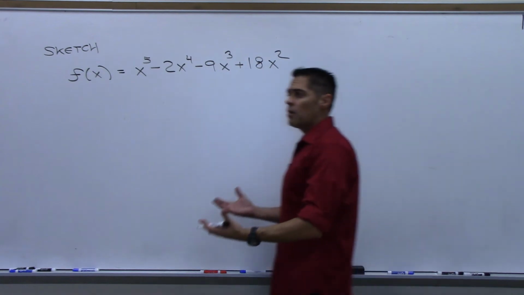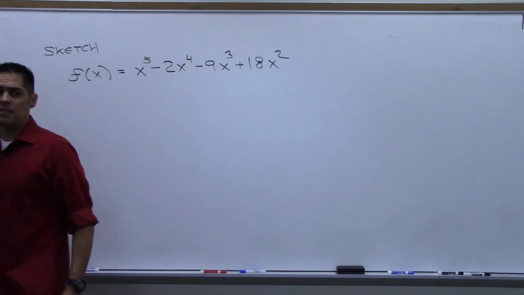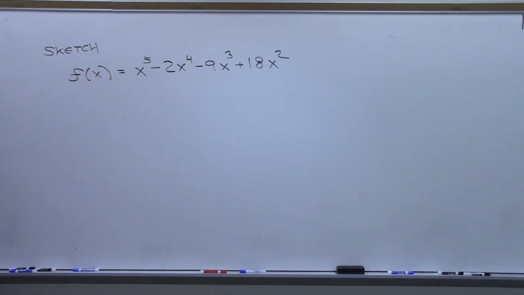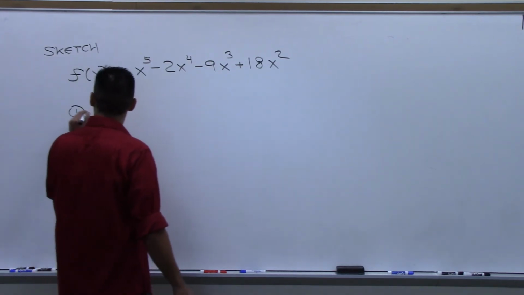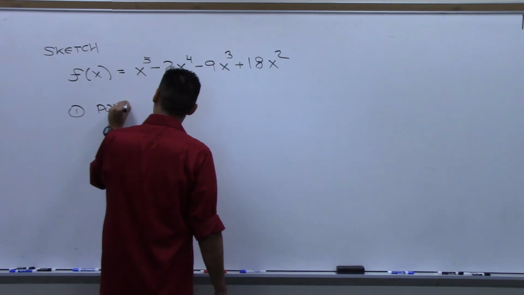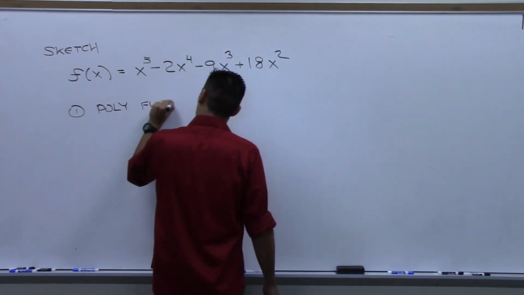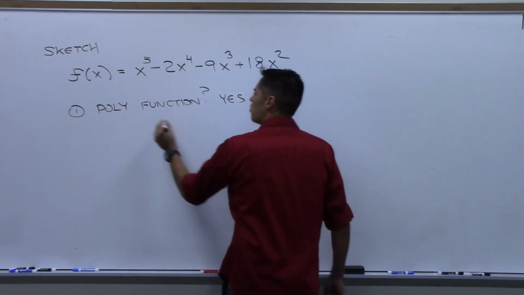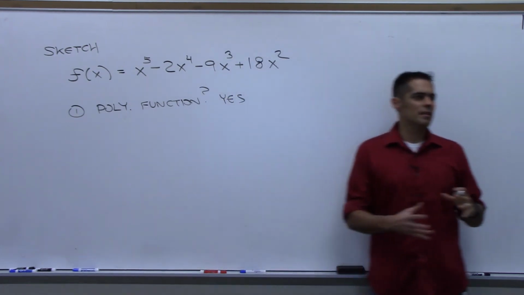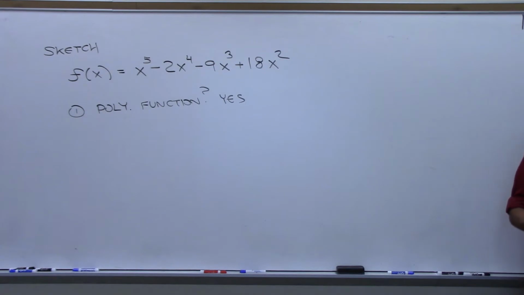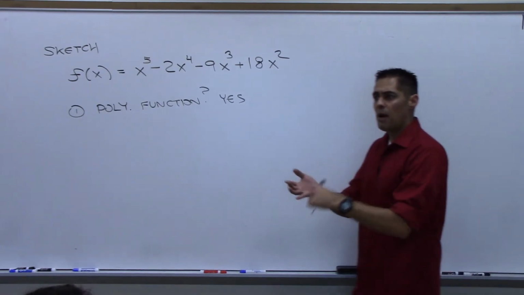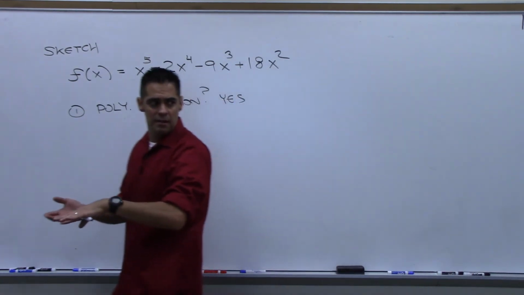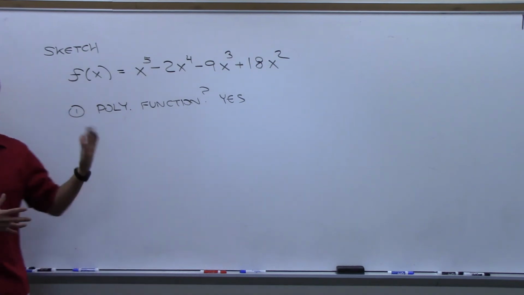All right, so first thing we're going to do, we had a set of steps for parabolas. We kind of need to have a set of steps for this. The first thing I'll do is ask the question, is this a polynomial function? Yes. Do you remember me telling you to always ask that first question, like, what am I looking at? Is it a parabola? Because if it's a parabola, you have a certain set of steps. If it's a polynomial, we have a different set of steps.